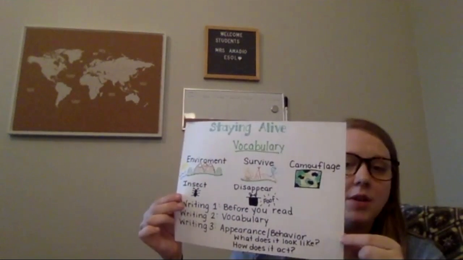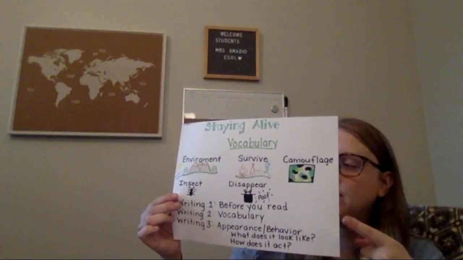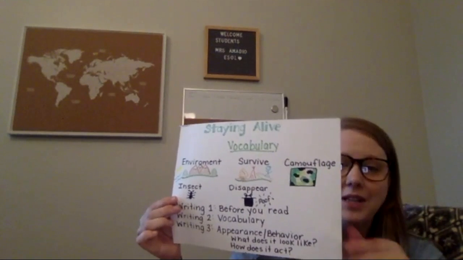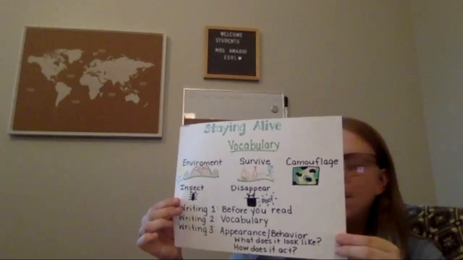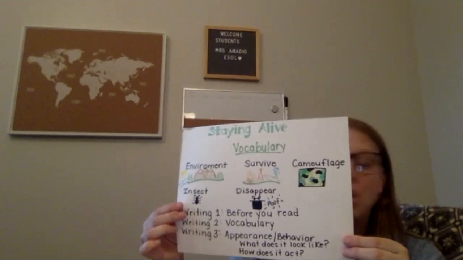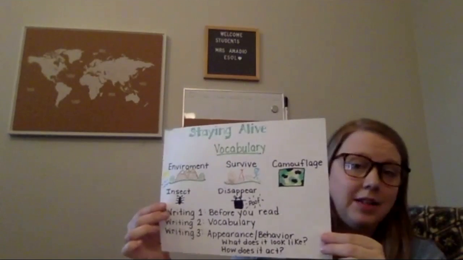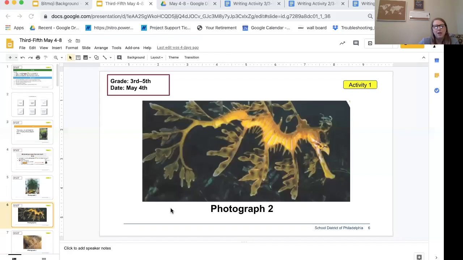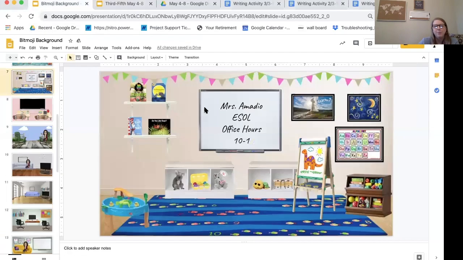This week, you're also going to have 3 writing assignments. The first writing assignment I want you to do before you're reading. The second writing assignment is a vocabulary assignment. And the third writing assignment is about the appearance and behavior. So what does it look like and how does it act? So these are some things we're going to look at this week throughout our slides as we read the book, Staying Alive. So the first thing that I'm going to do with you guys is I'm going to share my screen so you can see the slides with me and what your expectations are for this week.